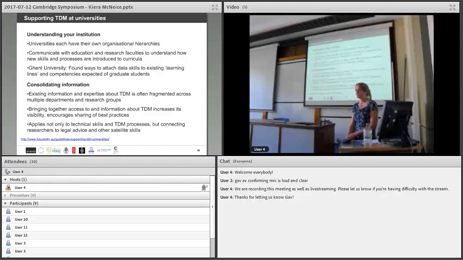Consolidating information. So again, the role of libraries is a hub within a university, and being able to bring together what different people are doing in different areas and different learnings that people have had, just so that you can increase the visibility of these things and you can increase people's ability to communicate with each other. Anything you do to help break down those walls between silos and little research groups doing TDM in different areas. And this is not only in terms of technical skills and TDM processes, but also connecting researchers to, for example, legal advice if they're unsure about what they can do with content and other skills that might be relevant.